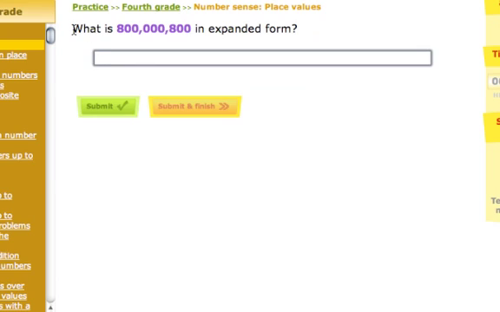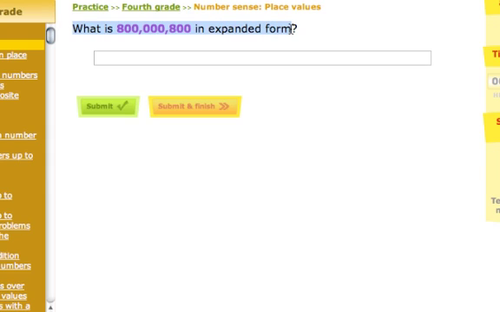Now this time it says, what is 800,800,000 in expanded form? Well, if we think really hard, we realize that when we write expanded form, it's like an addition problem. But we don't need to add the place values that are all zeros. We just need to really worry about this 8, and we need to worry about the other 8 right here.